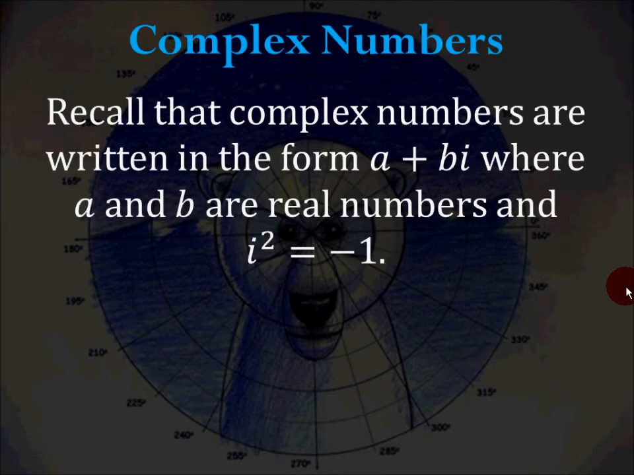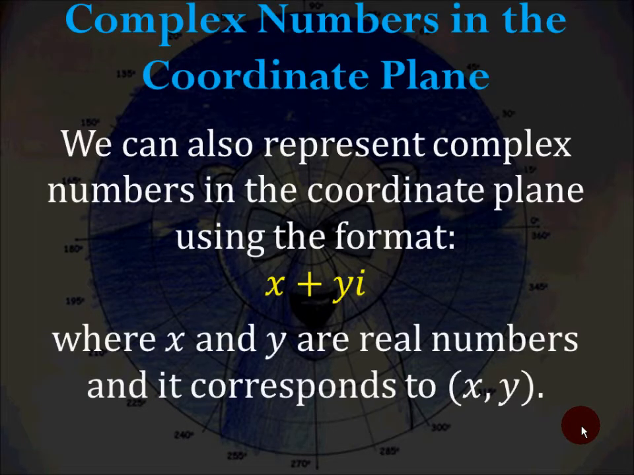So if you remember back whenever we studied complex numbers, that complex numbers are written in the form a plus bi, where a is the rational part or the real part, and b is the imaginary part. A and b are real numbers, and i squared equals -1. We can also represent complex numbers in the coordinate plane using the format x plus yi, where x and y are real numbers, and they correspond to the ordered pair, the coordinates x comma y. So you would basically plot x like you would x and y as you would y. So you would just rewrite the numbers as x plus yi instead of a plus bi.